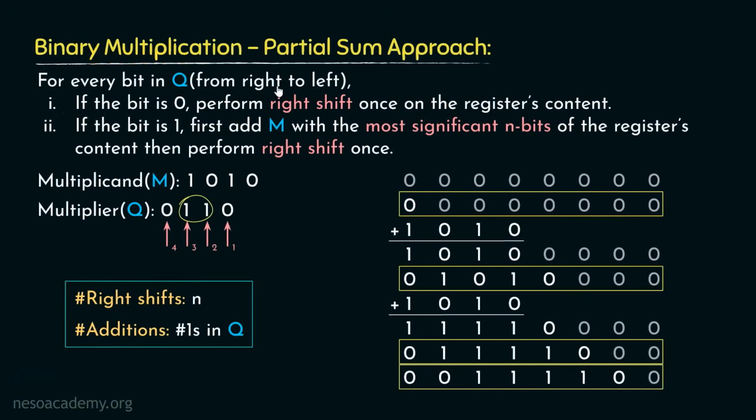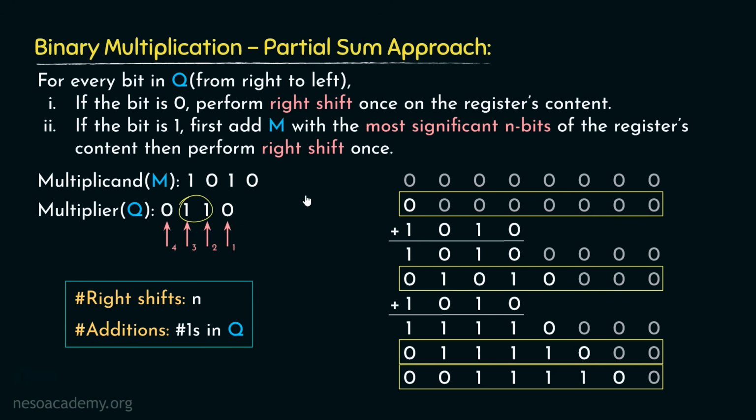Now, in the previous session, we observed the partial sum approach, didn't we? There, when we multiply a multiplicand and the multiplier, both of them should have an equal number of bits, and in order to store the result, we will need a register of size 2n, where n is the size of the multiplicand and the multiplier.